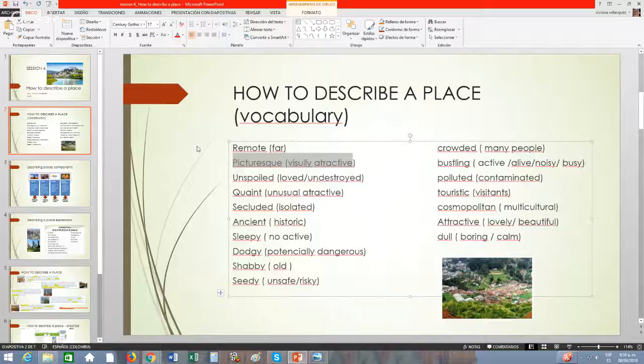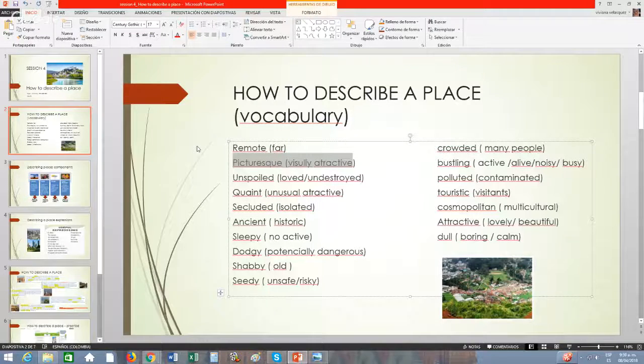Picturesque. How can you describe picturesque? What kind of description can you give me for that? Okay. It's only visually attractive. I say, for example, when you say picture, I think of a connection with another place, not Bogota, not this country, for example, another country.